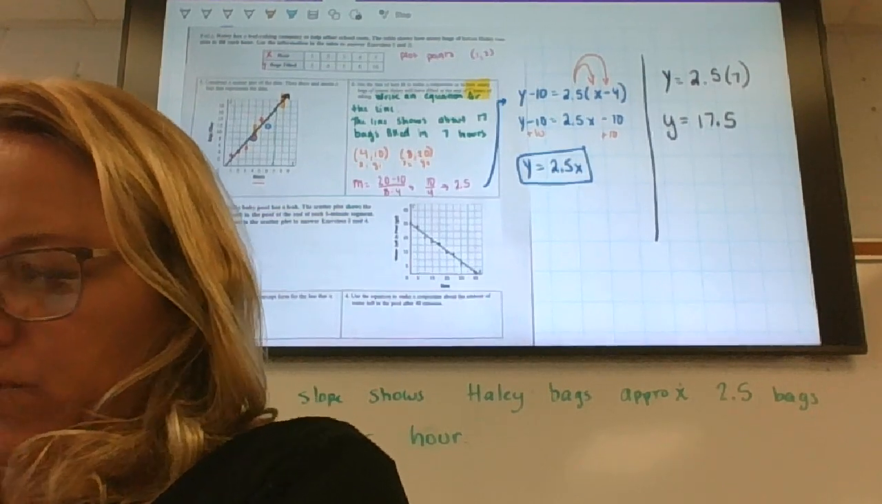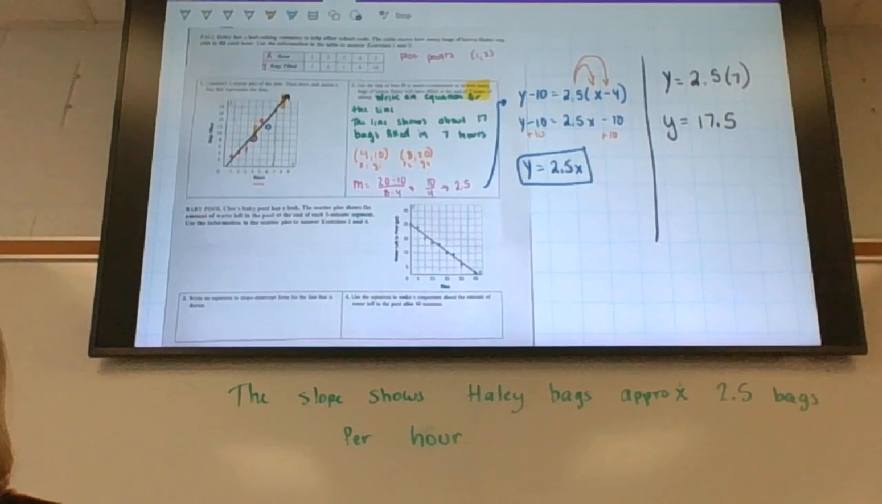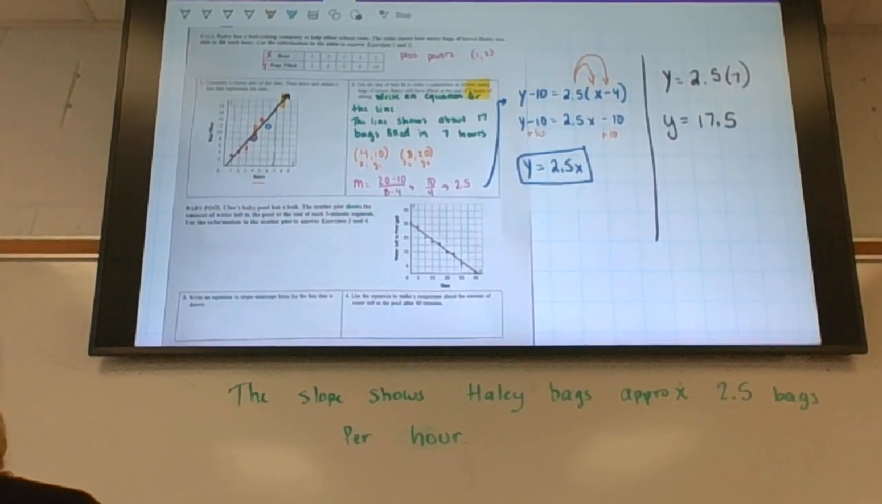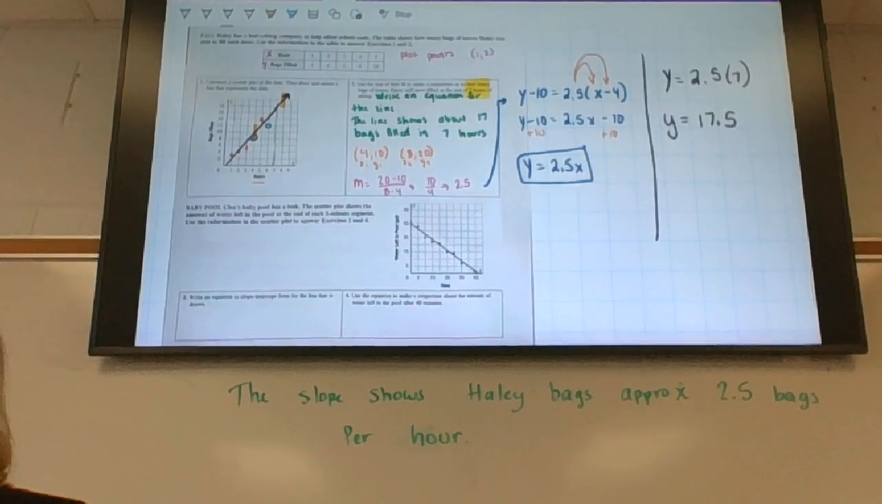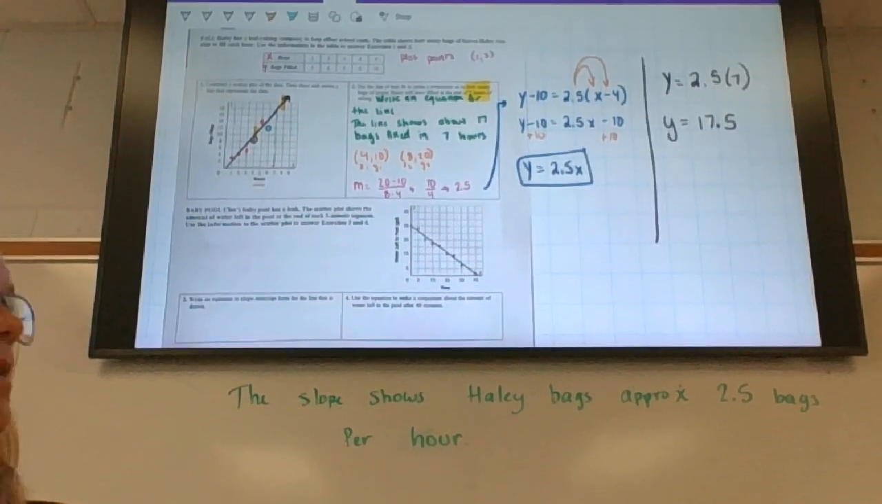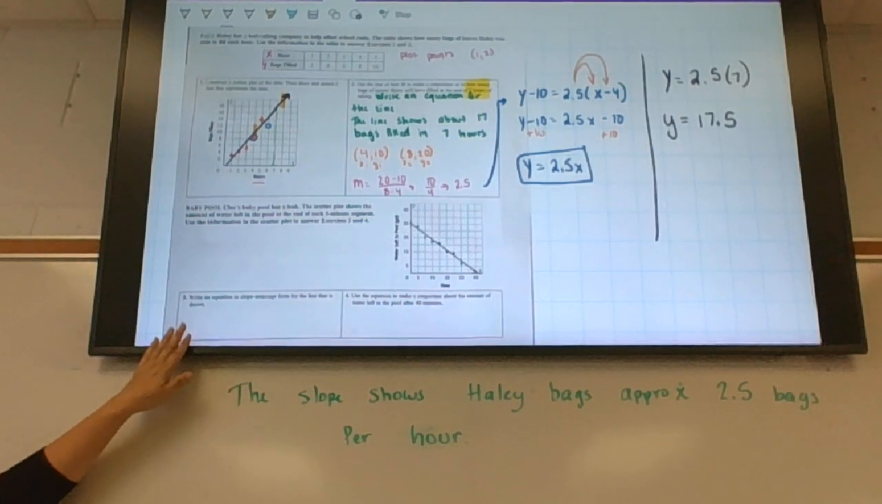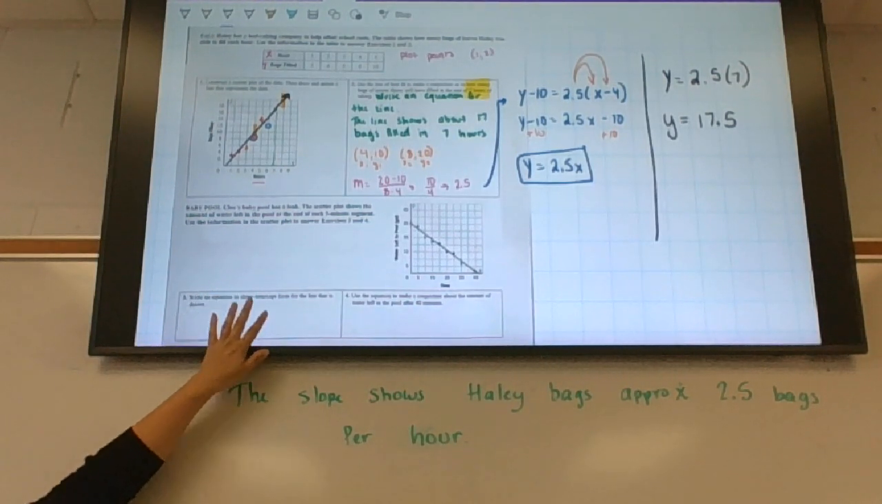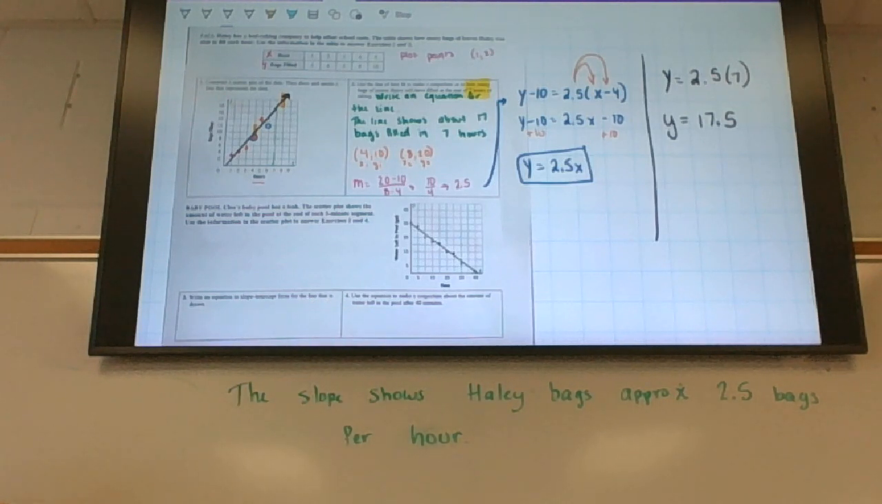All right, so when you go below that, it's about a pool leaking. The line's already done for you. You guys go ahead, pick 2 points. Write an equation in slope-intercept form. So do slope formula, do point slope form, and then decide how much pool is left after 40 minutes.